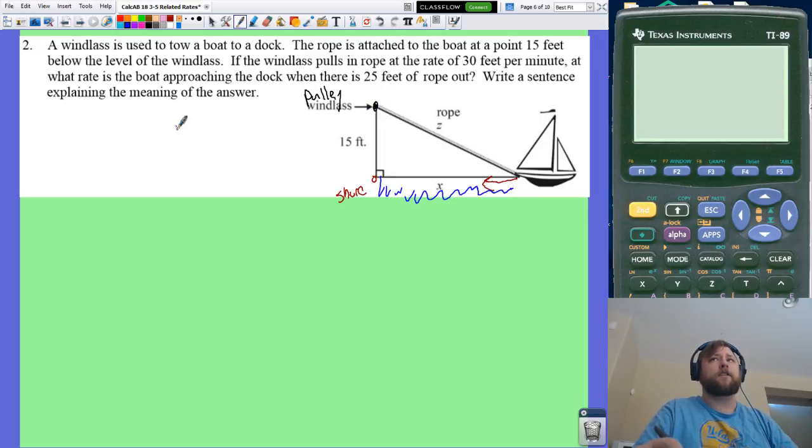So let's write our given information. We know this is 15 feet high. And we put some variables in here. Since the rope is going to change length, we just wrote the rope equals z.